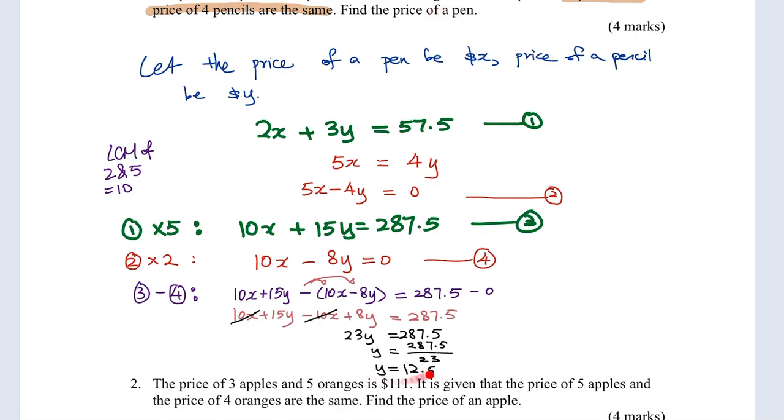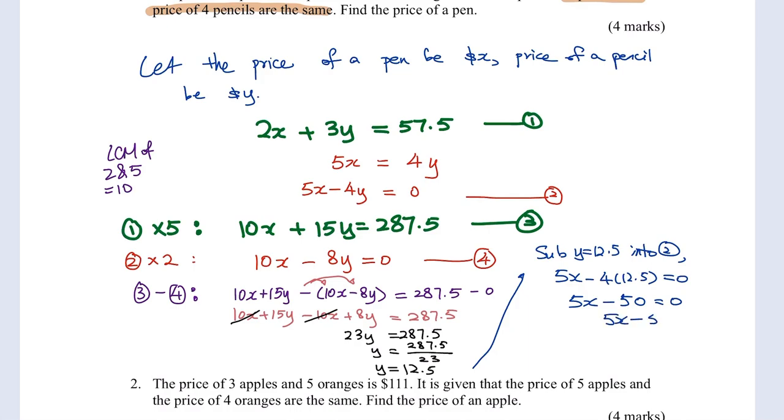So I will substitute this y back into one of the equations. Which one is the easiest equation? Number 2 or number 4, right? So we do it there. Substitute y equals 12.5 into, let's say, equation 2. So 5x minus 4 times 12.5 equals 0. 4 times 12.5 will be very easy, right? 50. And then 50 goes there. x is 50 over 5. So x will be 10.